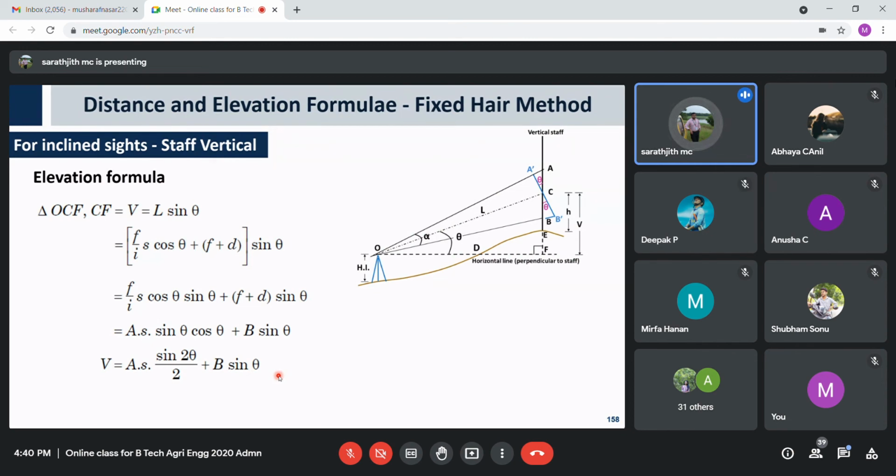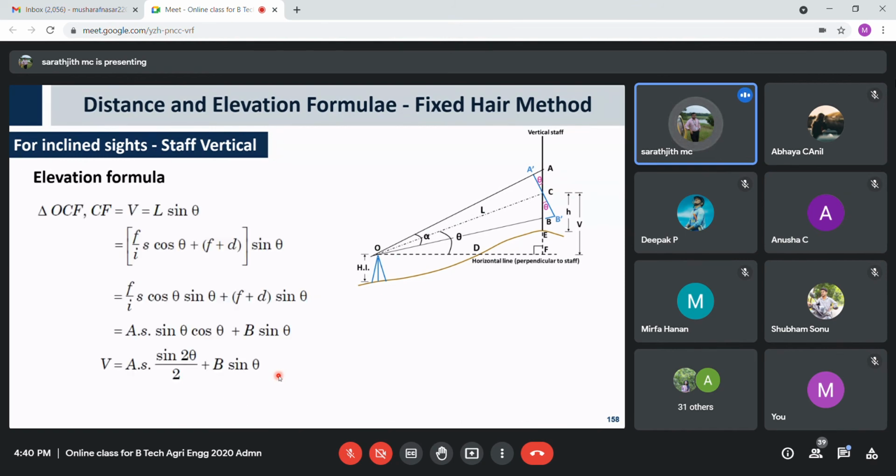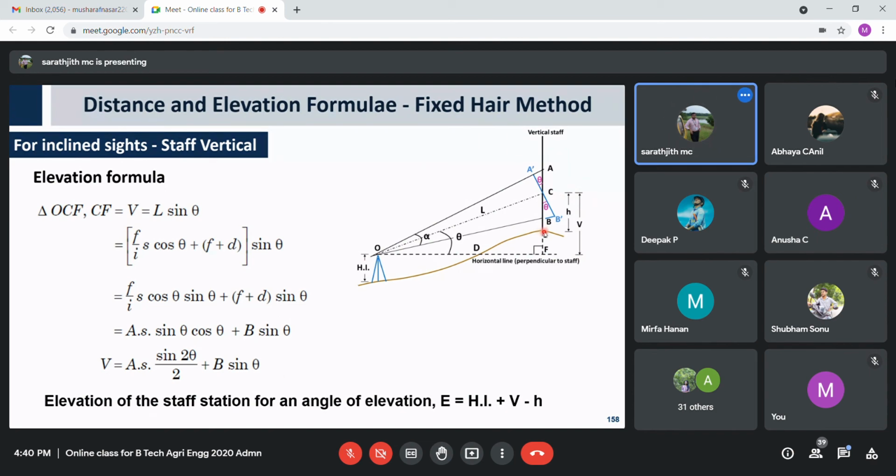So we have computed the horizontal distance here and we compute the elevation. Okay, so if we look at the elevation of the staff station for an angle of elevation, you want to compute, now you have computed this one, right? Vertical distance V you have computed. But actually what you want is the elevation of the staff station. You want the elevation at point E, at an angle of elevation. So you want at E. What we have computed is V, which is up to here, up to F. But we want the elevation at E.